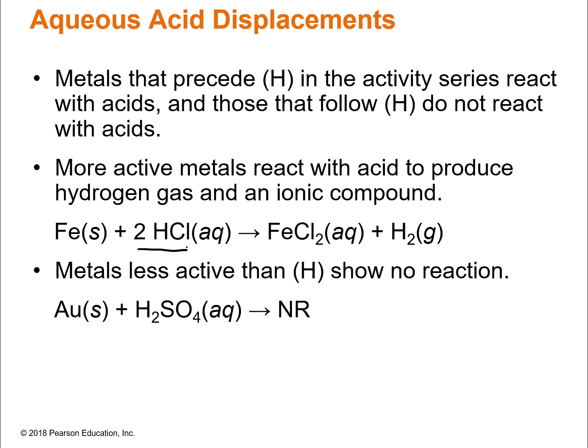So we're adding a metal to an acid. And if it is more active, then you will get replacement. So you make some kind of an ionic compound and hydrogen gas. If you have a metal that's less active, you're just going to have no reaction. So it's the same idea, just instead of two metals, we're talking about a metal being added to acid.